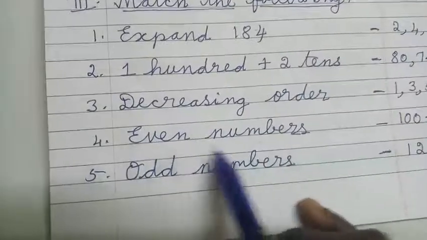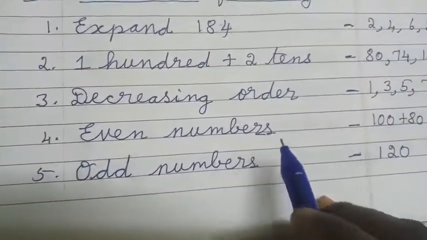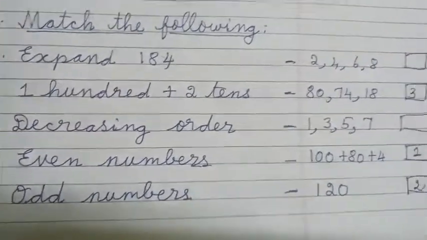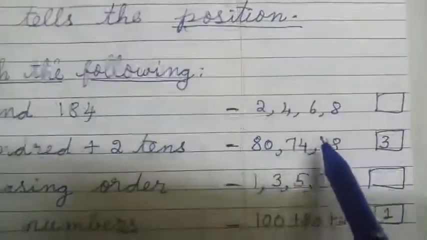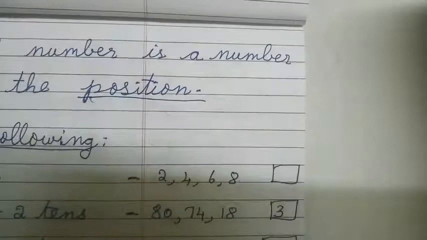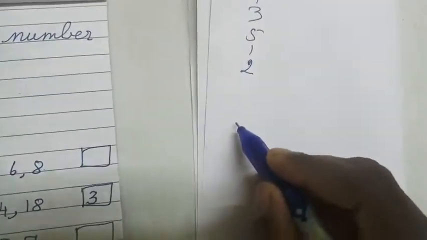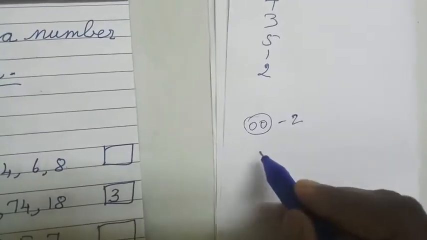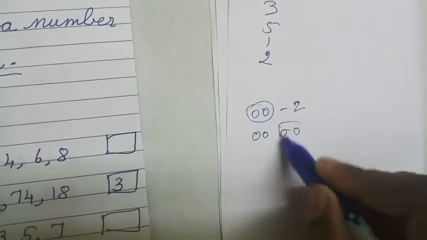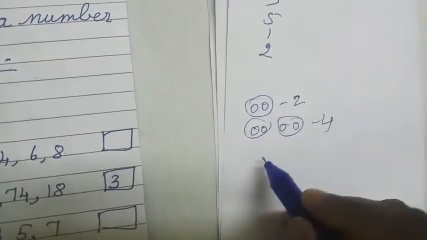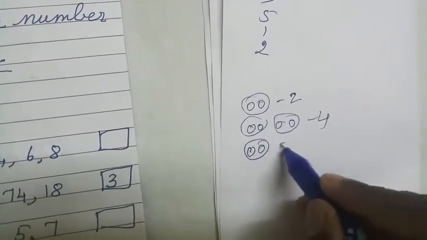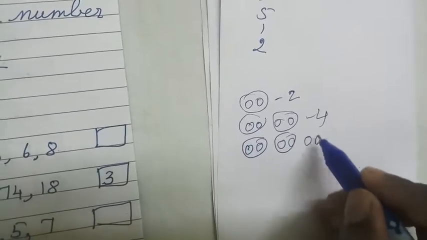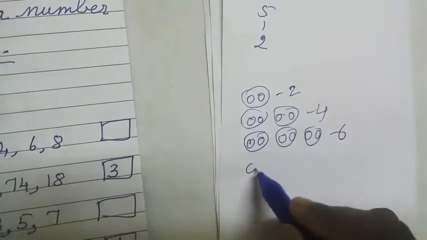Next one, even numbers. You know, even numbers should have pairs. Paired numbers all. How will it come? In Zoom class you all learned, no? Like this, pairing. 2, 4, 6.